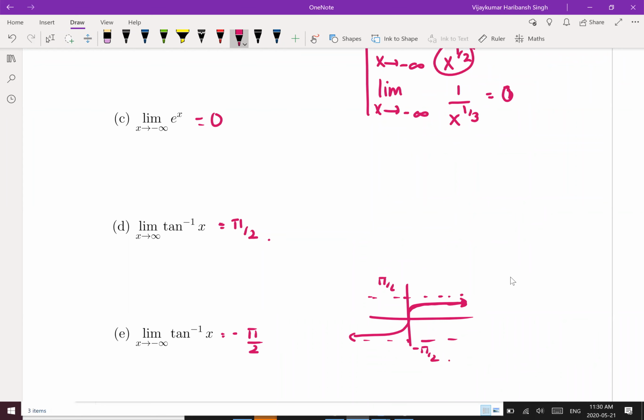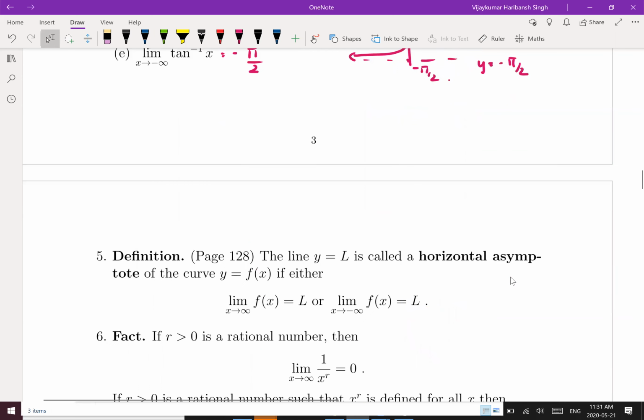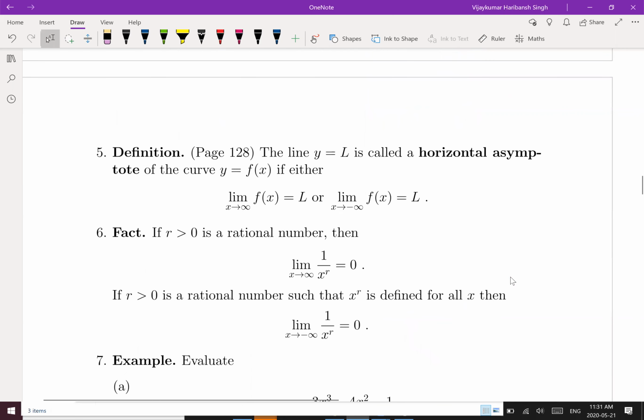So you see this line becomes special for the tan inverse graph, right? So these horizontal lines, y equals pi by 2 and y equals minus pi by 2, are special lines. They are what is called horizontal asymptotes. So we call the line y equals L a horizontal asymptote if either the limit as x goes to infinity of f of x is L or the limit as x goes to minus infinity of f of x is L.